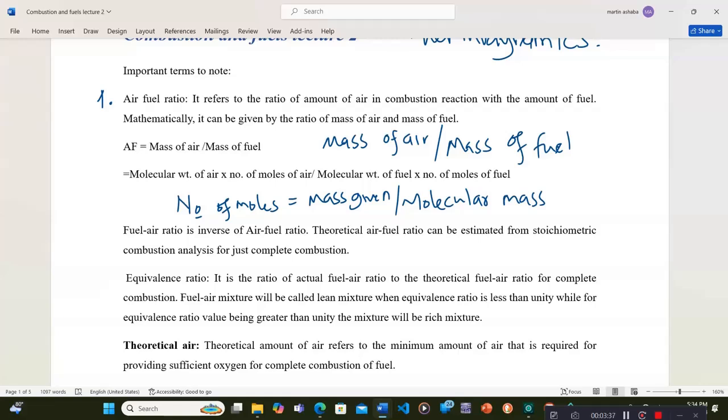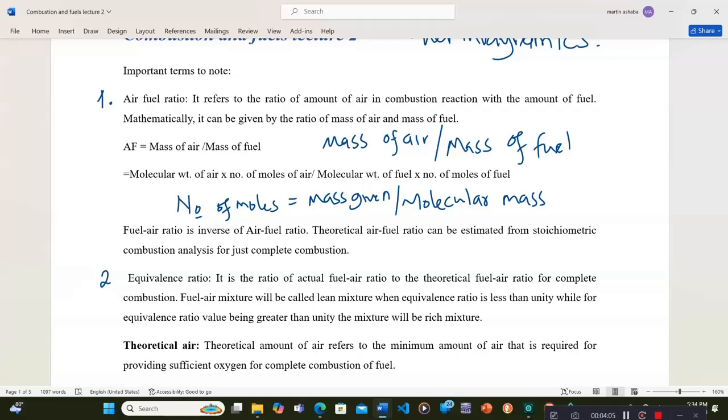Equivalence ratio is the ratio of the actual fuel-air ratio to the theoretical fuel-air ratio for complete combustion. So if we are looking at the actual fuel-air ratio vis-a-vis the theoretical fuel-air ratio for complete combustion, then we are talking about equivalence ratio.